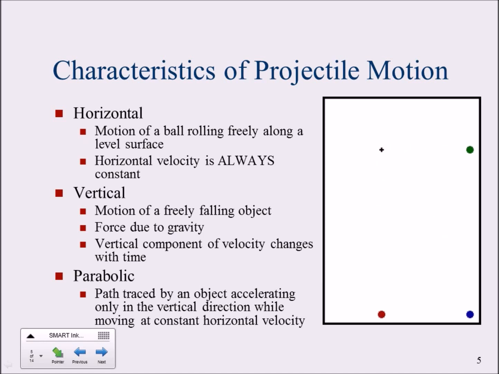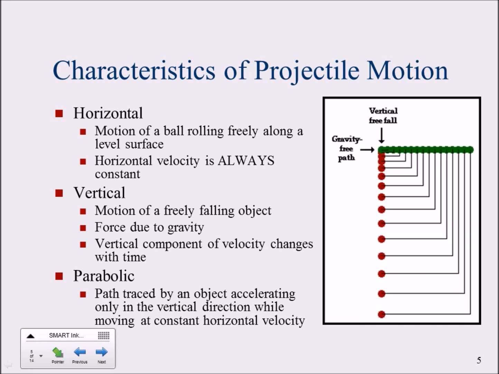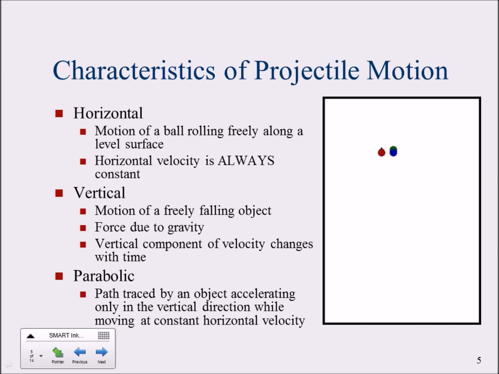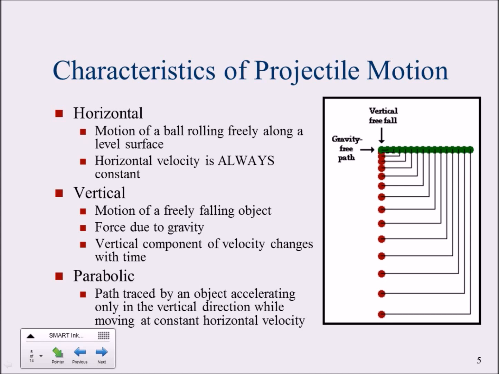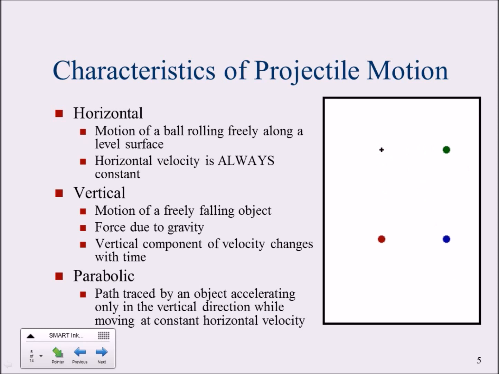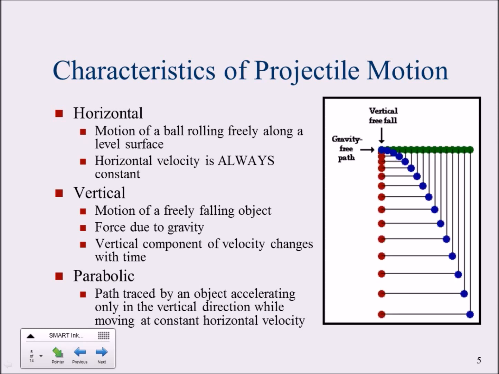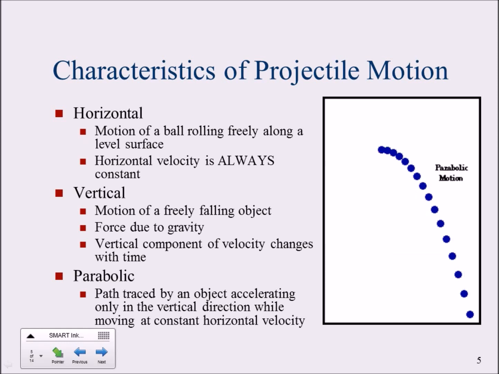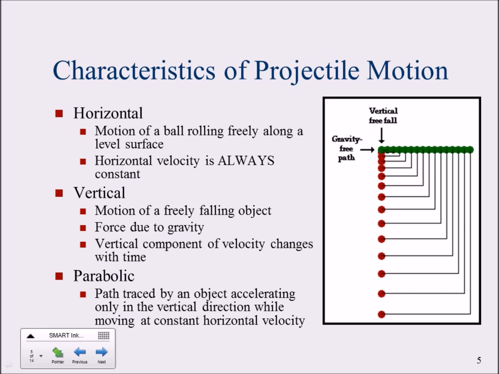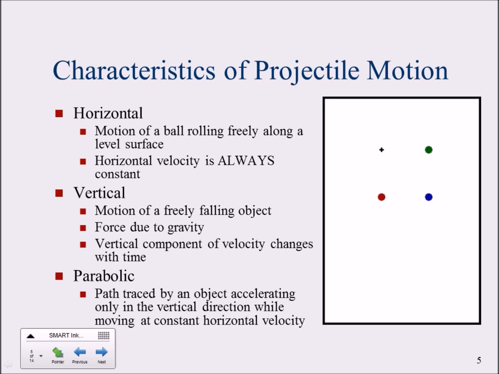So in this animation off to the right, you see that green object. That's the gravity-free path. If it was just rolling along a table, or if it was just moving and there was no gravity pulling down on it, that ball would just move in a straight line, and it moves at a constant velocity. You can tell the velocity is constant because of the spacing every fraction of a second. So maybe those dots represent every tenth of a second. So every tenth of a second it travels the same distance in the x direction. And so that's what it means to say that the horizontal velocity is constant.